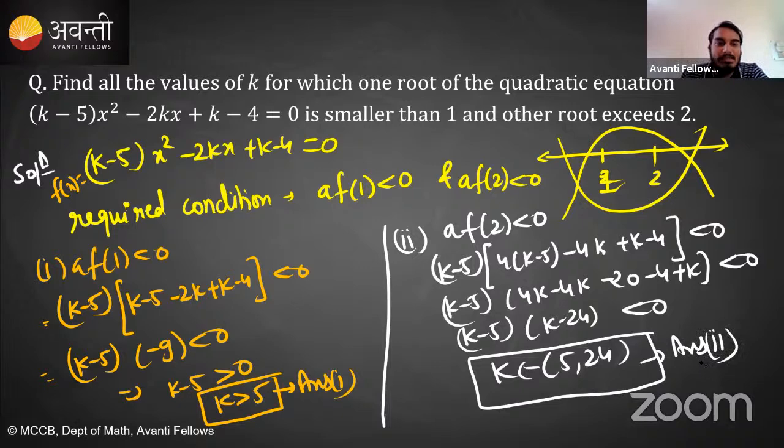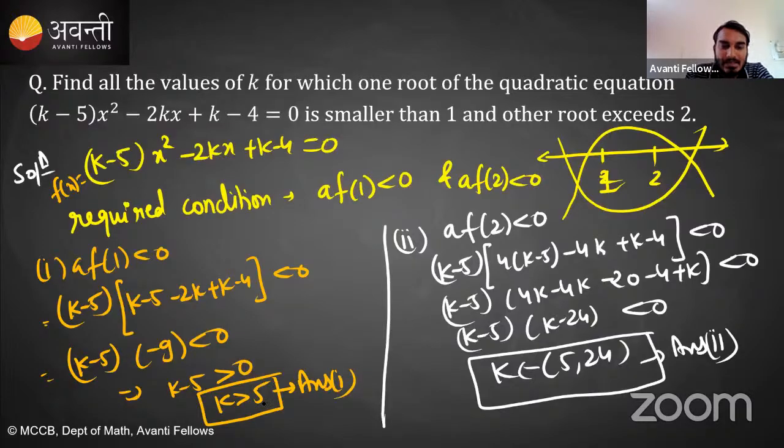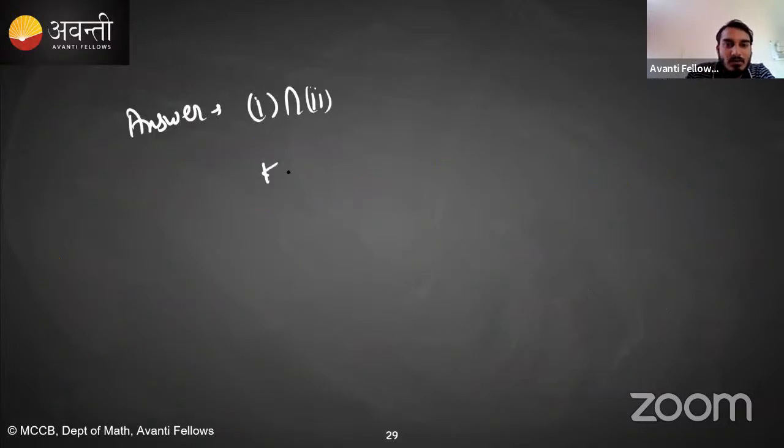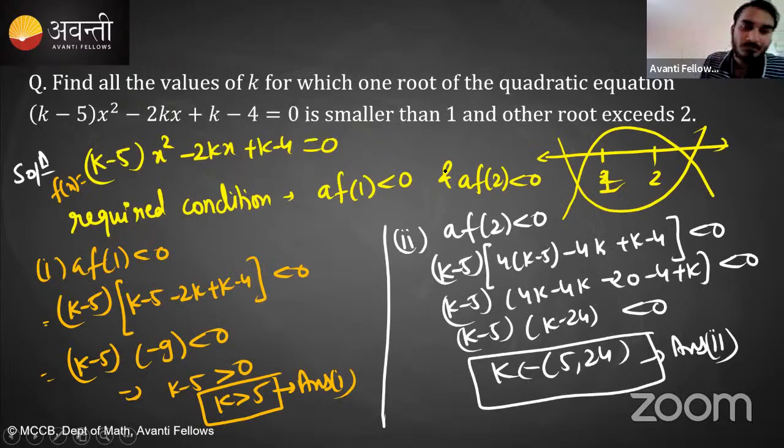Clear? So what is the final answer? Intersection of first and second. So first is saying that k is greater than 5. Second is saying that k is between 5 and 24. So clearly k belongs to (5, 24). This is your answer. Is this clear?